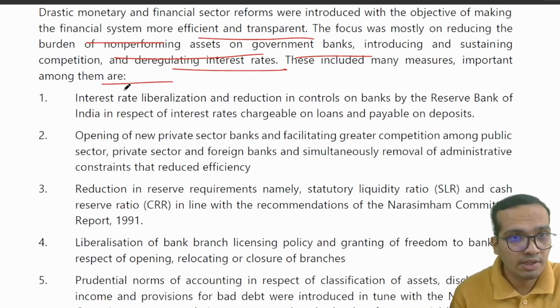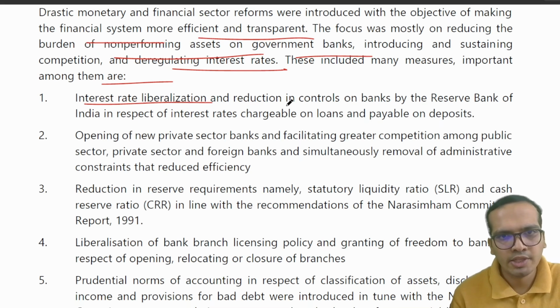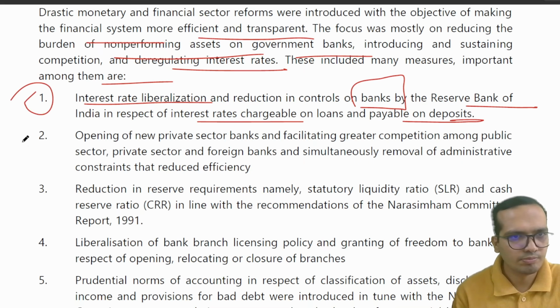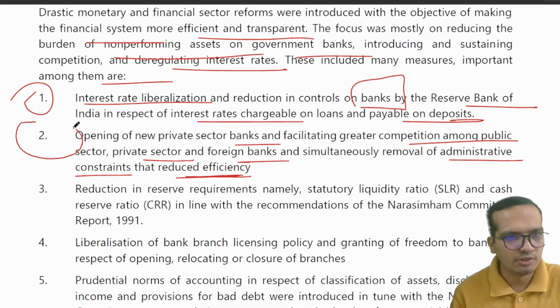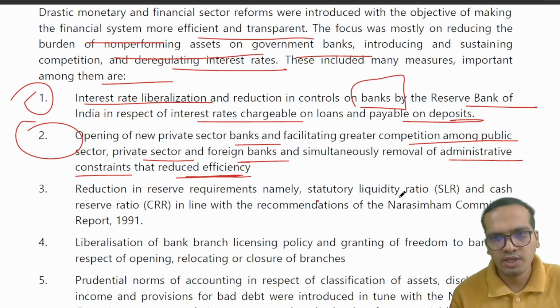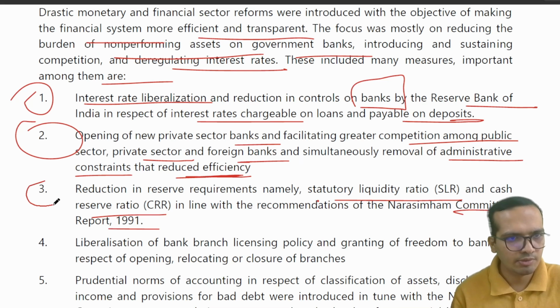First, interest rate liberalization and reduction in control on banks by the RBI in respect of interest rate chargeable on loans and payable on deposits. Second, opening of new private sector banks and facilitating greater competition among public sector, private sector and foreign banks, and simultaneously removal of administrative constraints that reduced efficiency. Third, reduction in reserve requirement, namely statutory liquidity ratio (SLR) and cash reserve ratio (CRR), in line with the recommendation of the Narasimhan Committee report in 1991.